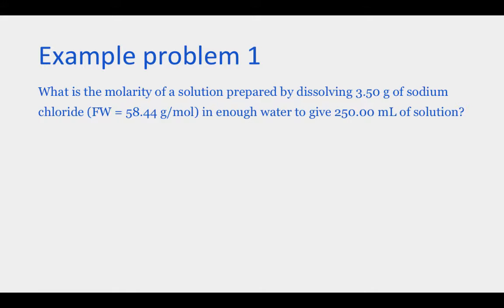What is the molarity of a solution prepared by dissolving 3.50 grams of sodium chloride if the formula weight is 58.44 grams per mole in enough water to give 250.00 milliliters of solution? First, what are they asking you for? Molarity. Second, what kind of information do they give you to find this quantity? They give you an amount of grams, a formula weight of grams per mole, and a volume of solution in milliliters.